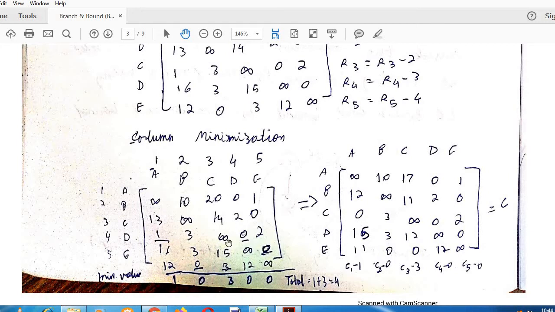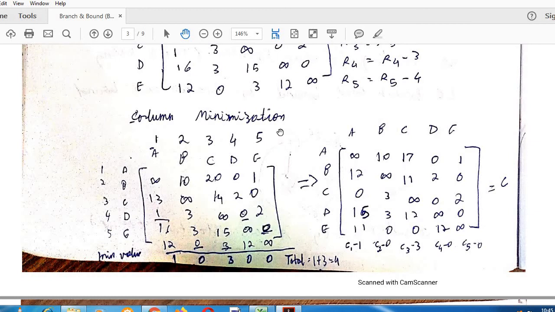So I will retain the second column as it is. The minimum value of the third column is 3. When I subtract the third column elements with the minimum value 3, I will get the values 17, 11, infinity, 12, 0. In the fourth column also, since it's 0, we'll retain the fourth column elements as it is. In the fifth column also, since the minimum value is 0, the fifth column elements will be written as it is.